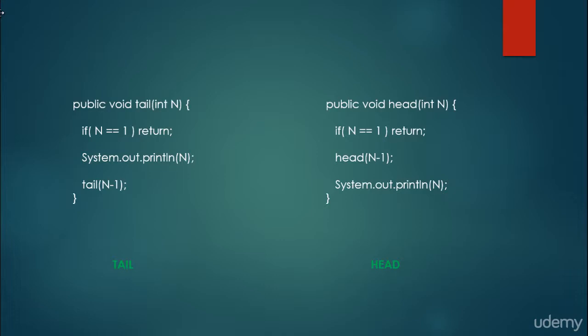In the tail recursion, first of all, we just print out the n and then call the tail n minus 1. So we call the method recursively on a smaller subproblem. As for the head recursion, we are going to call the head and then print out the n. We are going to see a very small illustration with concrete implementation, and it will be clear.